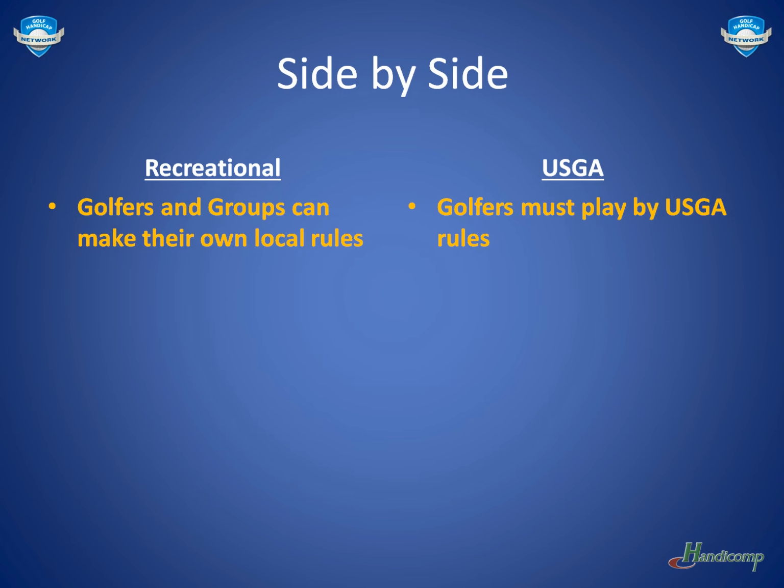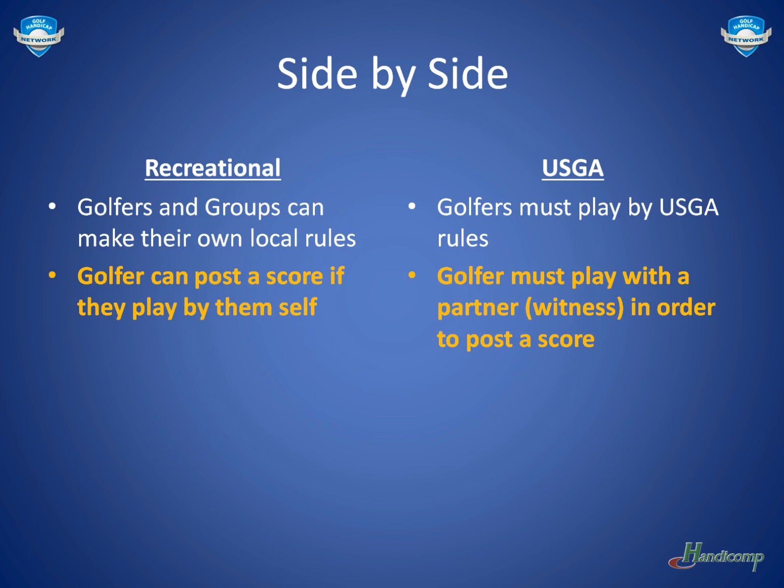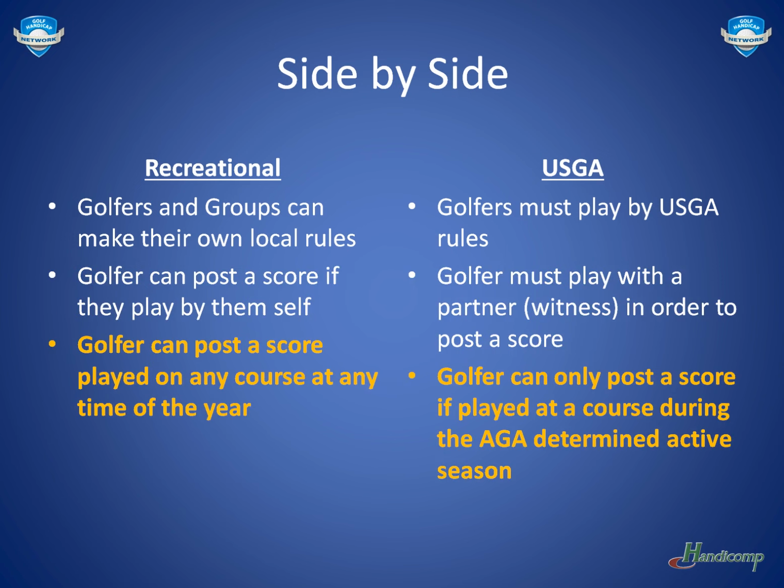For recreational, golfers and groups can make their own local rules. For USGA, golfers must play by USGA rules. For recreational, a golfer can post a score if they play by themselves. For USGA, a golfer must play with a partner, in a sense a witness, in order to post a score. For recreational, a golfer can post a score played on any course at any time of the year, and for USGA, a golfer can only post a score if played at a course during the Allied Golf Association determined active season.